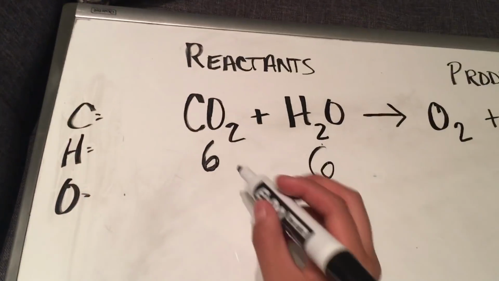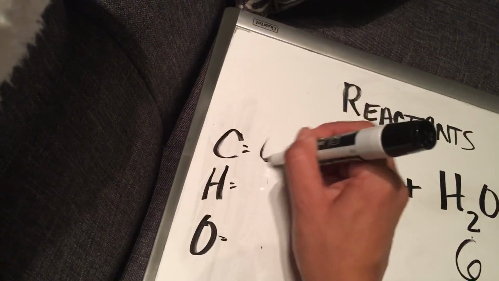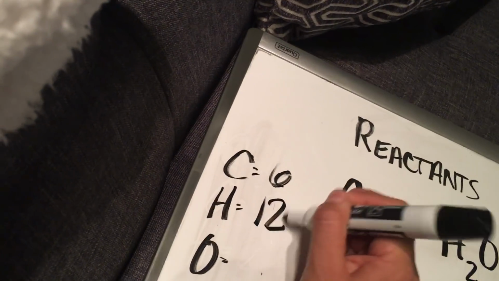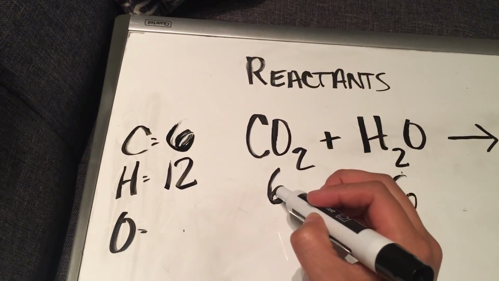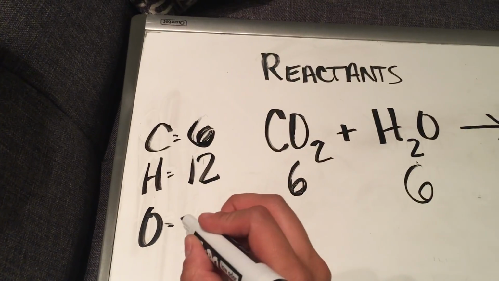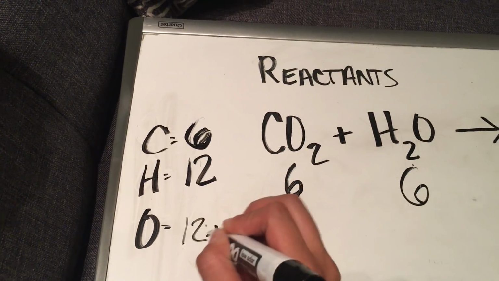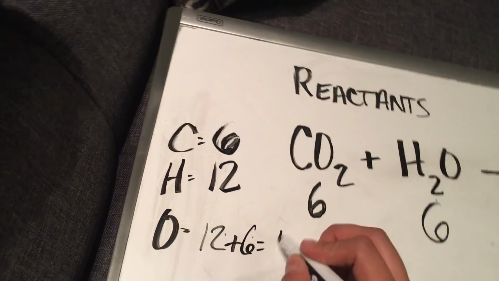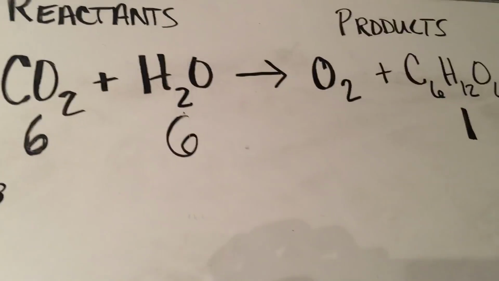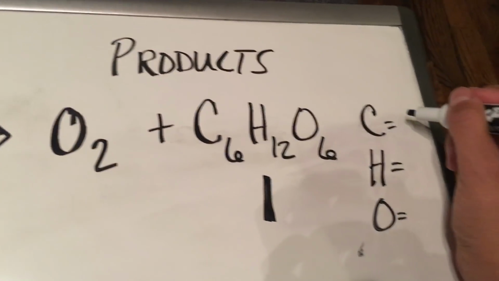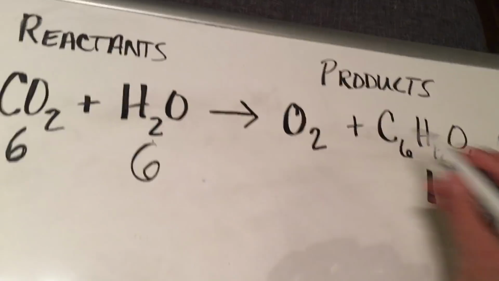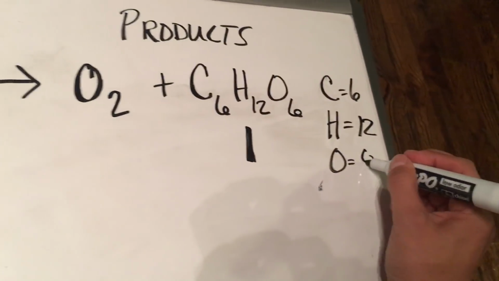Here, I'm going to write this down. So we have 6 carbons here. How many hydrogens? We have 12 hydrogens. And for the oxygens, we have this. 6 times 2 is 12 plus 6, right? Which gives us 18. And carbons on this side, we have 6. We have 12 hydrogens, and then we have 6, 7, 8. We have 8 here, okay?